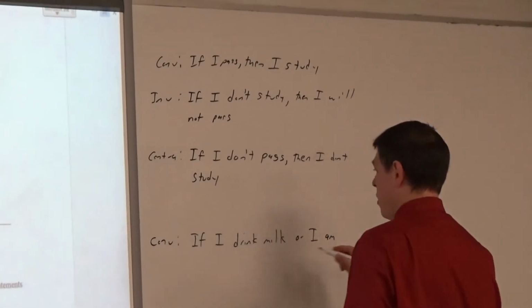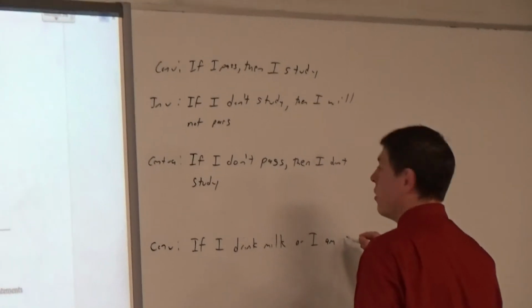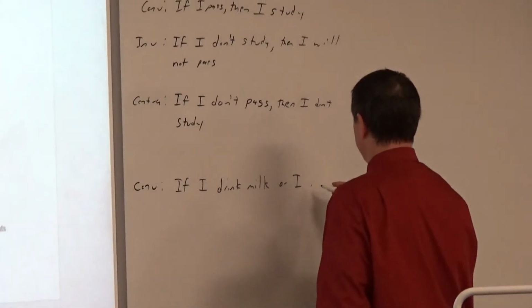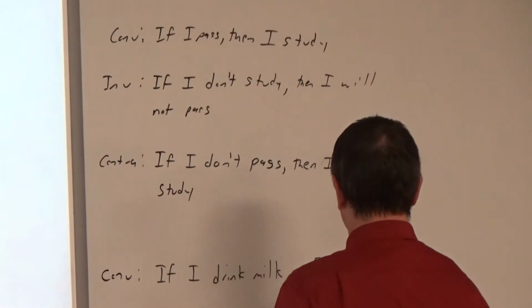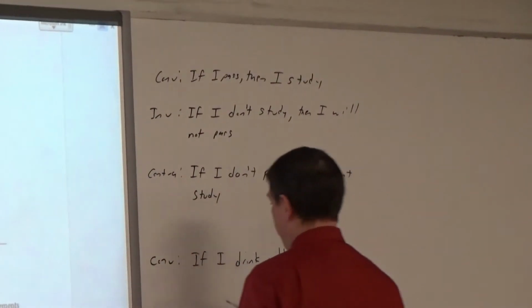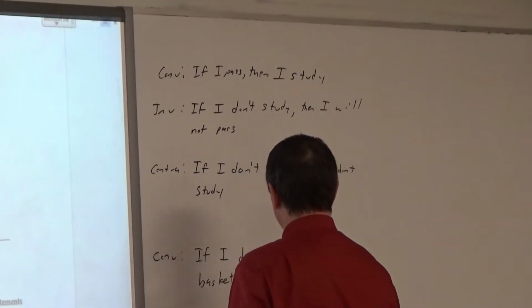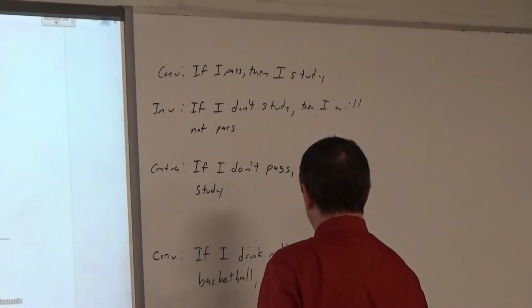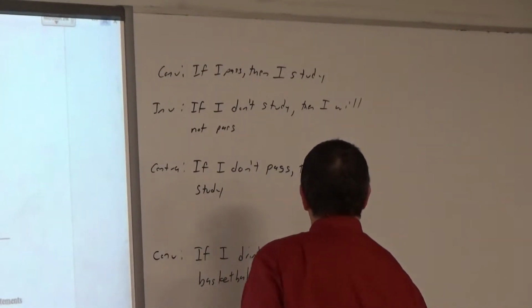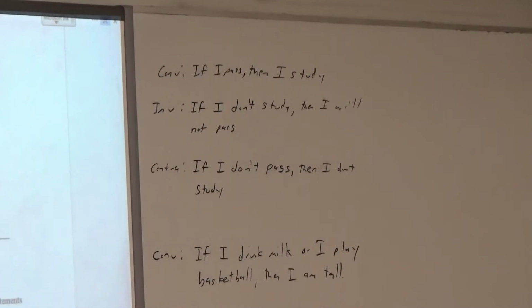Right on. If I drink milk, or I'm tall, or I play basketball, then I'm tall. Okay. And generally, most students get that one correct. That's not too difficult. Unfortunately, what happens is when they go to take the negations and they try to do the converse, I'm sorry, the contrapositive and the inverse, that's where students go wrong with this.